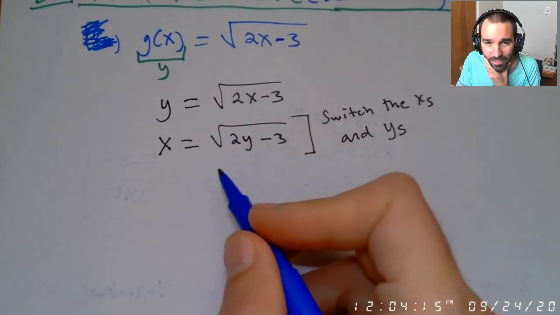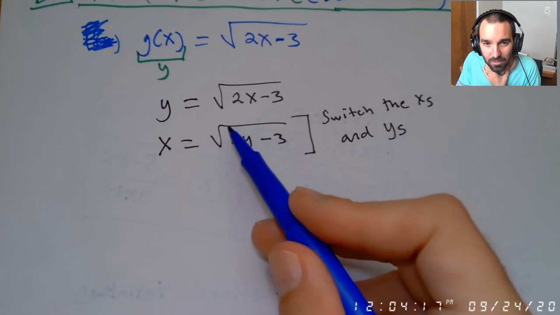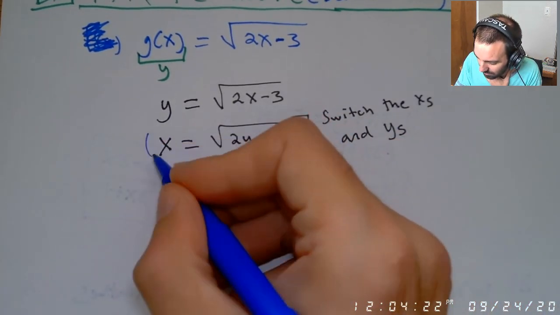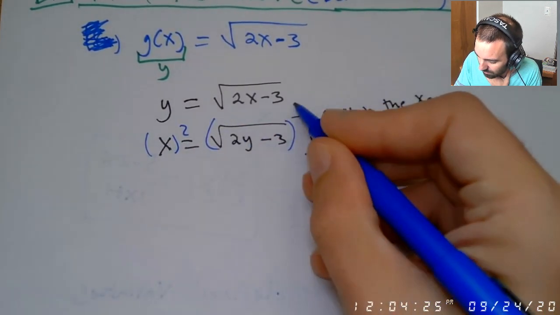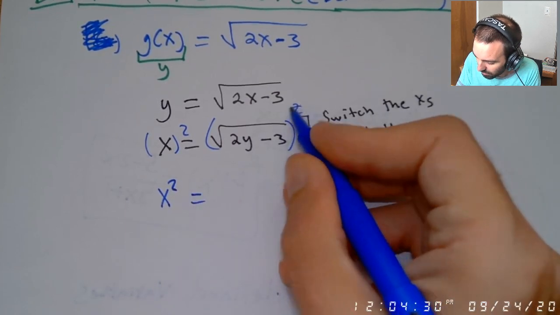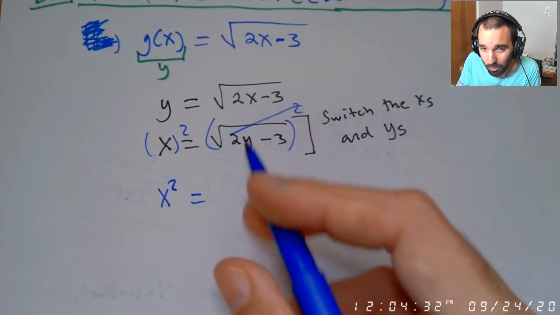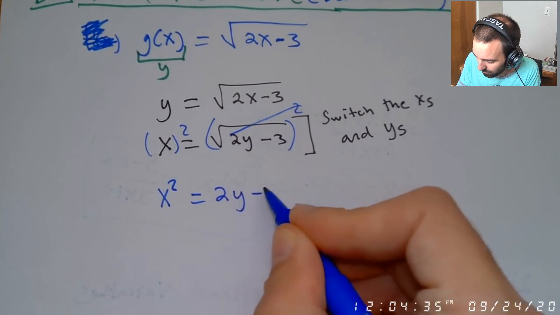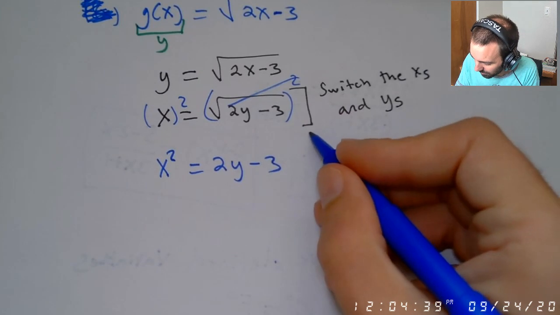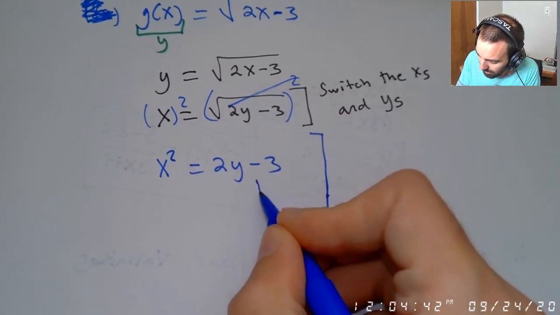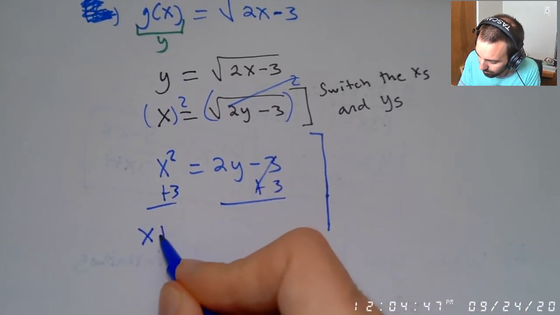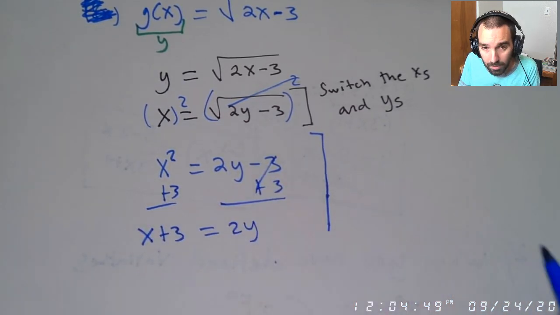All right, so I'm going to solve this. The first thing I need to do is get rid of the square root, right? So I'm going to square both sides. Okay, so I get x squared equals, those go away. These are all positive, so we're okay. Then I'm going to add 3 to both sides. And then I'm going to divide by 2.